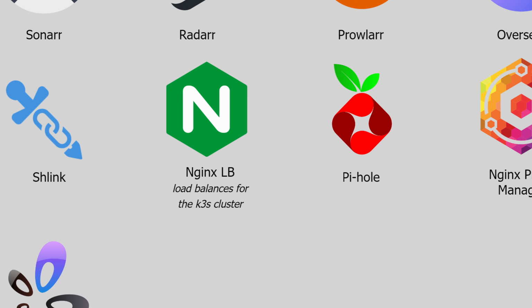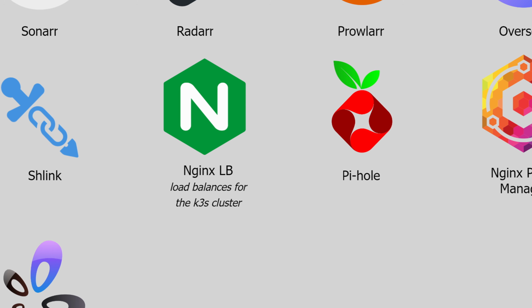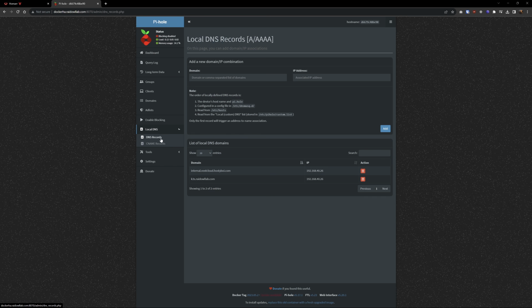Now, we already talked about the Nginx load balancer. That just forwards traffic to my K3s cluster, so let's get into Pihole. Everyone knows what Pihole is, so we won't spend too much time here. I'm actually only using Pihole for DNS since Unifi's implementation of DNS is absolute butt cheeks.